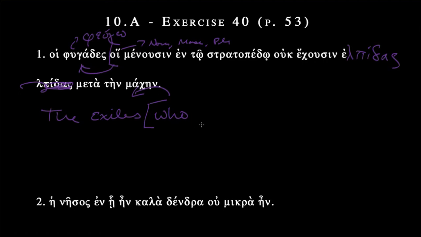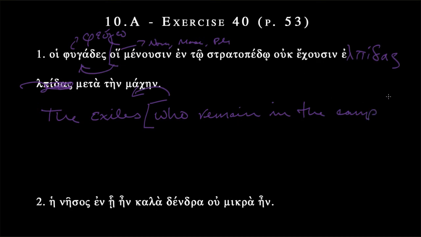Alright, so the exiles who menusin. Well, what does meno mean? It means remain. So who remain in to stratopedo. This is pretty new vocabulary. So this is in the, I guess we might say, military camp or maybe army camp. So strato related to stratia. Let's just say in the camp. I guess that word's not as new as it is, we just haven't seen it that much.